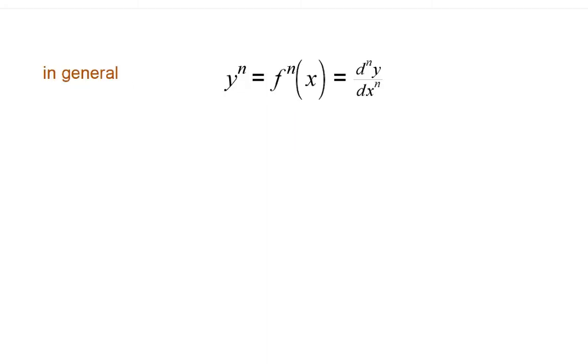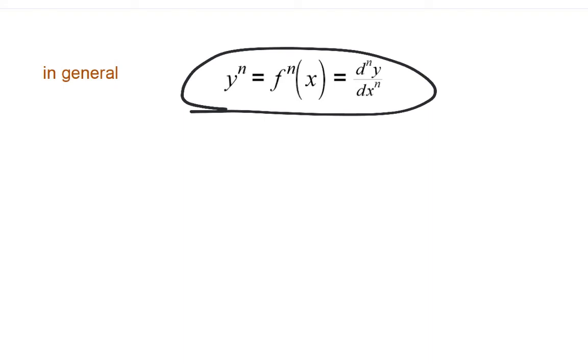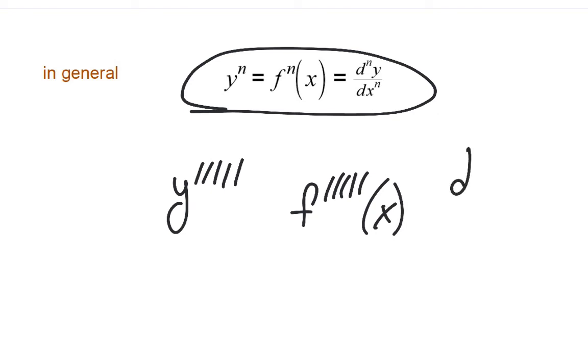So we can take the derivative any number of times that we want. If I wanted to take the fifth derivative, I could write it like that, I could write 1, 2, 3, 4, 5 of x. I could write d5y over dx5. So in general, you can take the derivative any number of times that you want.